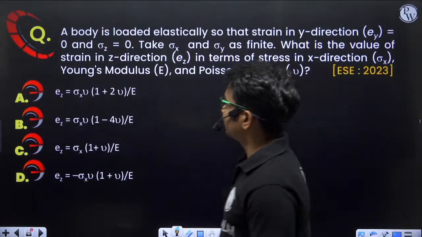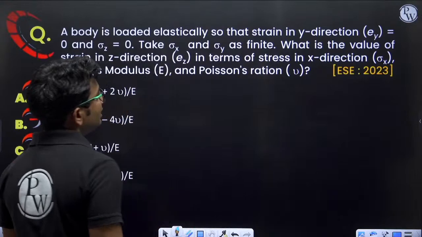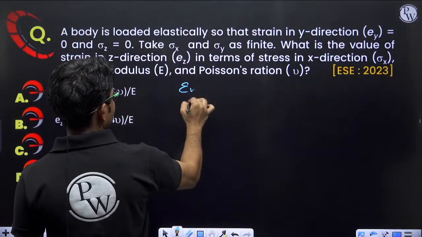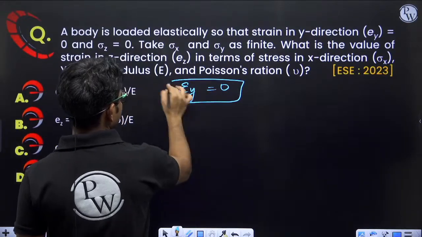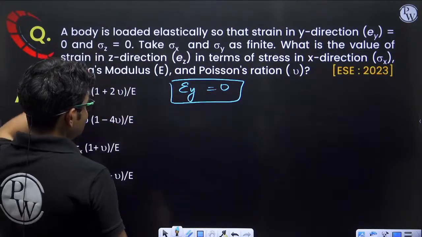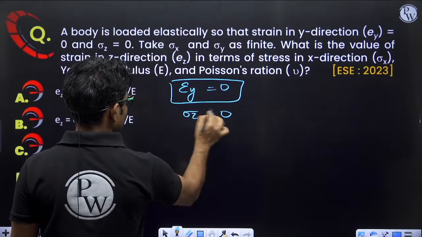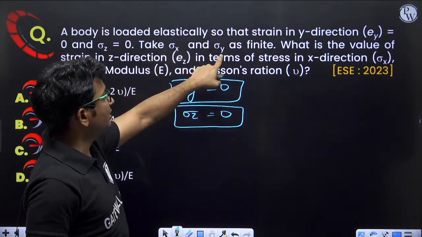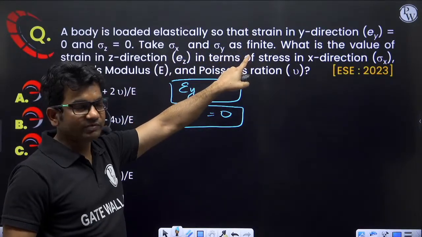Okay. Next, a body is loaded elastically so that the strain in the y direction, epsilon y, is 0. This is given. And sigma z is 0. Sigma z is also given as 0. Very good. These two pieces of information are already given. Take sigma x and sigma y as finite. What is the meaning of finite?